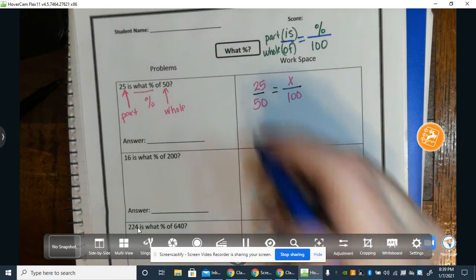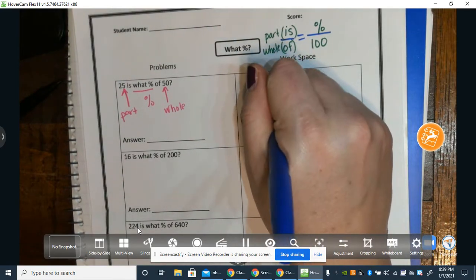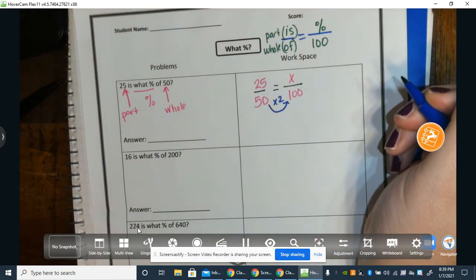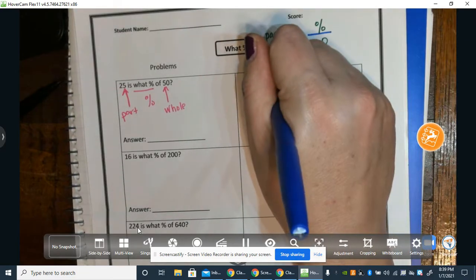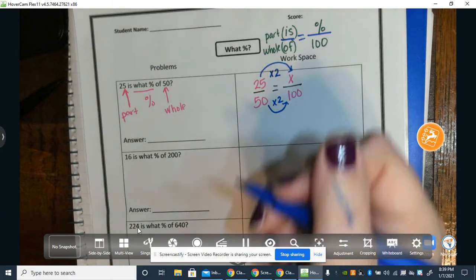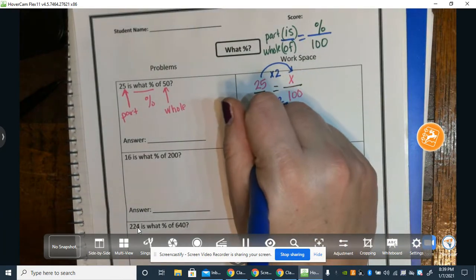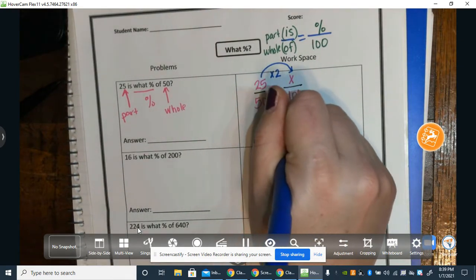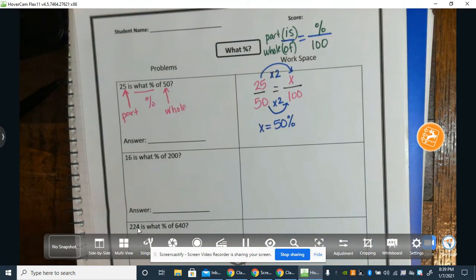Well, looky there. 50 times 2 gives me 100. So if I do it to the bottom, I must do it to the top. So times it by 2. So 25 times 2 gives me 50. So X is equal to 50%. So my answer is 50%.